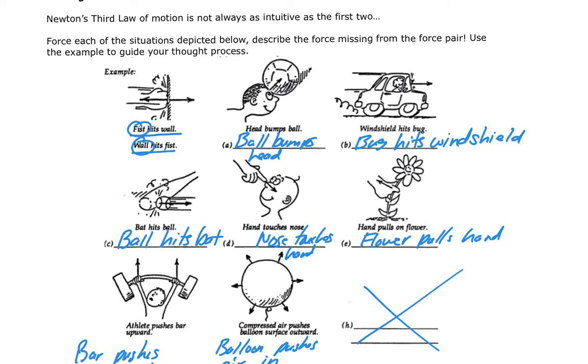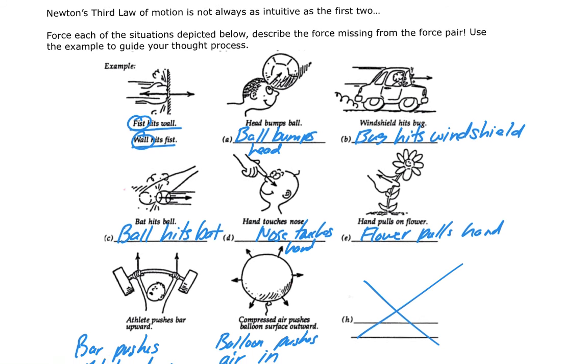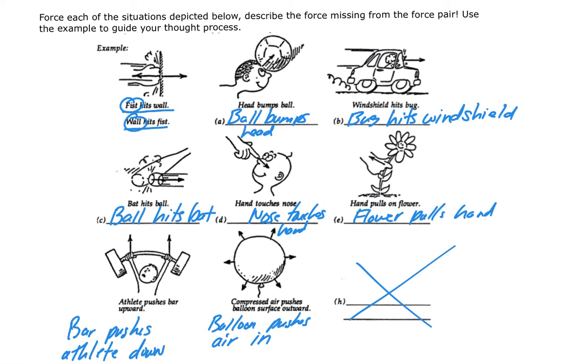All right, hopefully you went ahead and filled all those out. Okay, so you can check your work right here, all right? The hard one, there's a couple of hard ones, but one of the hard ones is the flower, right? When we pull on a flower, we don't think of the flower pulling back on us, but it absolutely does. And if you've ever tried to pull a tree out from the ground, you'll know that it absolutely does. Another hard one is the athlete, right? The athlete is pushing the bar up, but the bar is pushing the athlete down, okay? And then the last one, too, is a little tough. The balloon is actually pushing the air in. The air is pushing the balloon out.